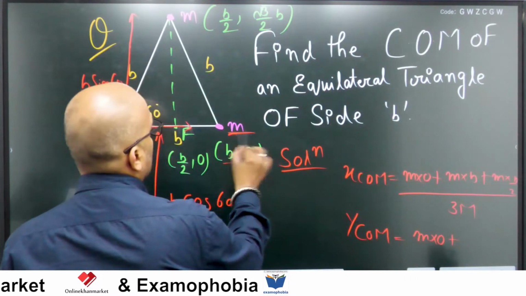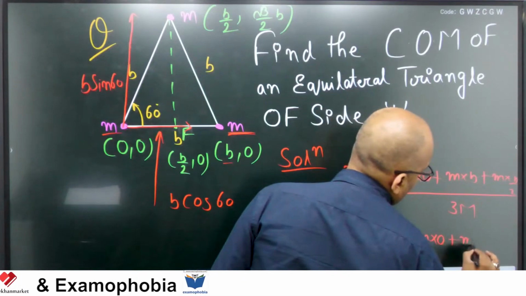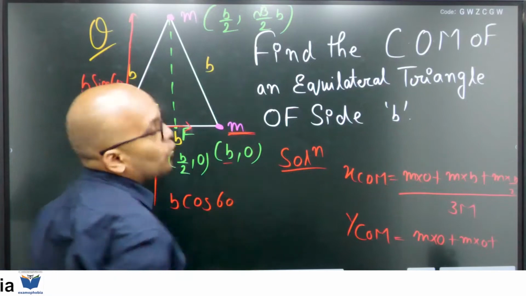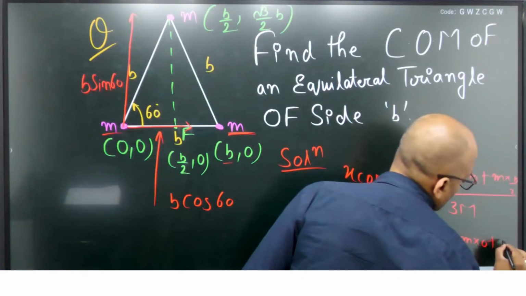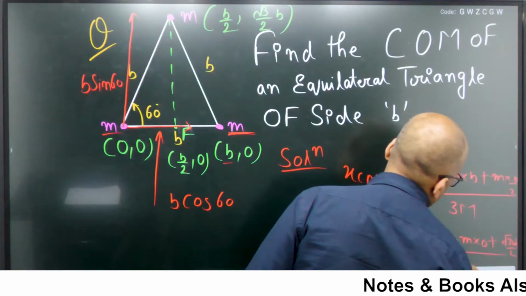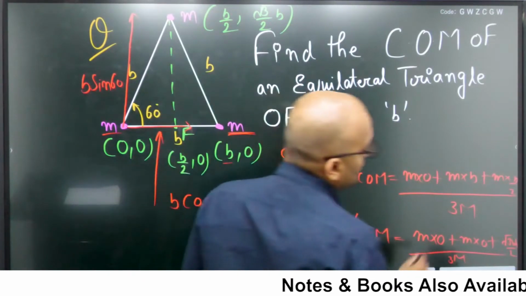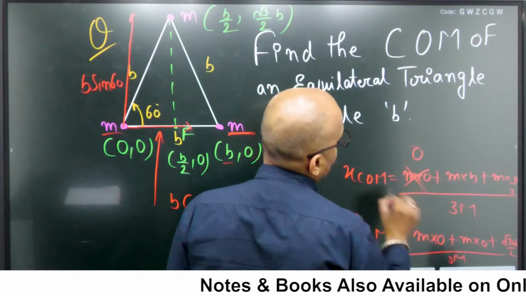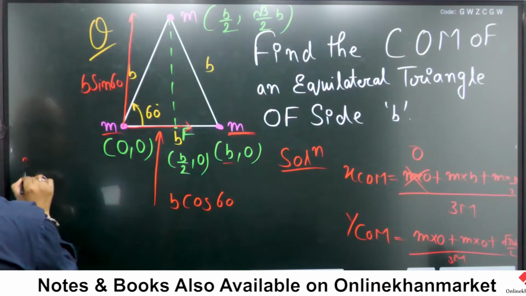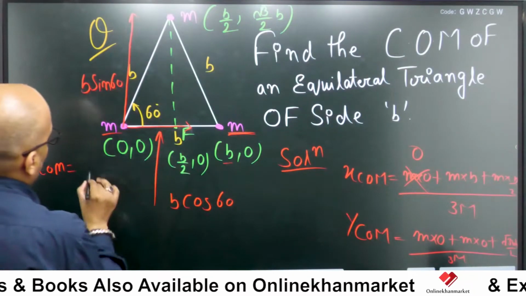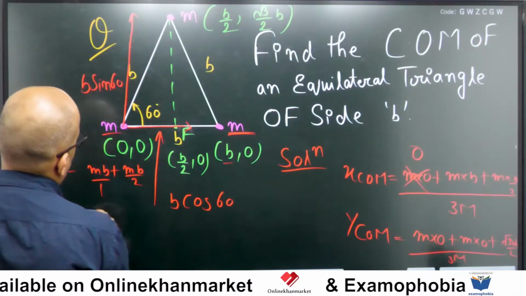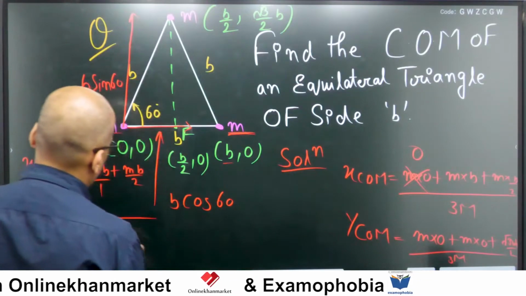Now look at m2, it is located along the x-axis, so its y coordinate will also be 0, plus m3 into y3. The y coordinate of m3 will be root 3 mb upon 2, divided by 3m, right? Now let's solve it. So this is 0, mb plus mb upon 2. I am writing it here. The x coordinate of the center of mass will be mb plus mb upon 2, divided by 3m.